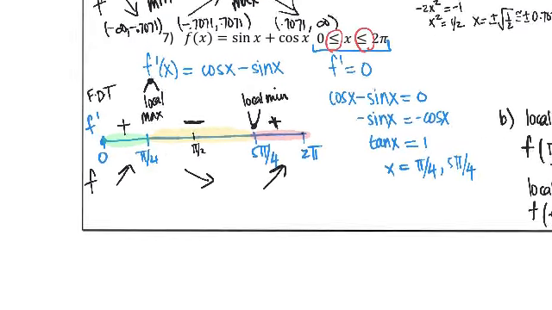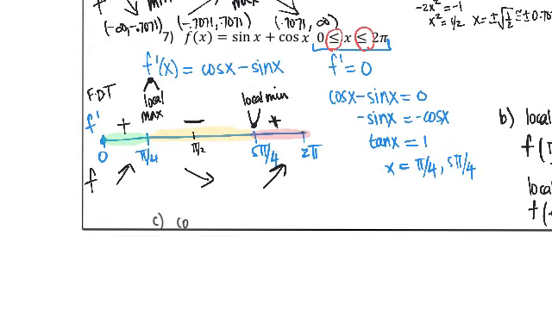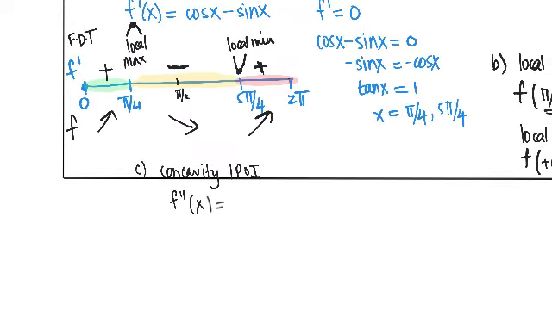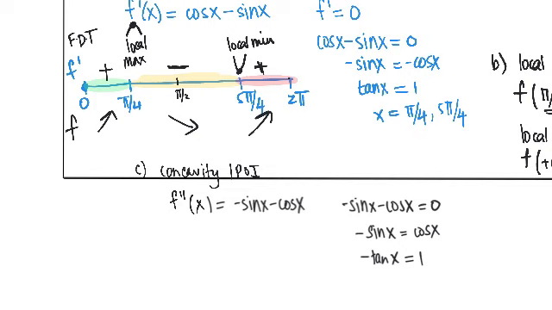So the last piece of this question is our concavity and points of inflection. So as usual, we're going to find f double prime of x. In this case, we take f prime, differentiate again to get this. And now we want to find where that's equal to 0. So let's set f double prime of x equals 0 and solve. We're going to get here negative sine x equals cosine x. So now when we divide by cosine x, we'll get negative tangent x is equal to 1, or tangent x is equal to -1.